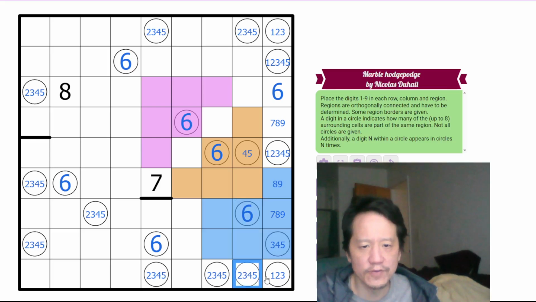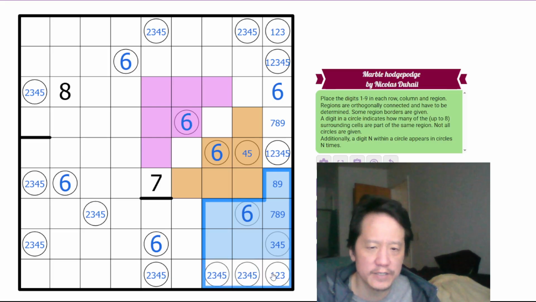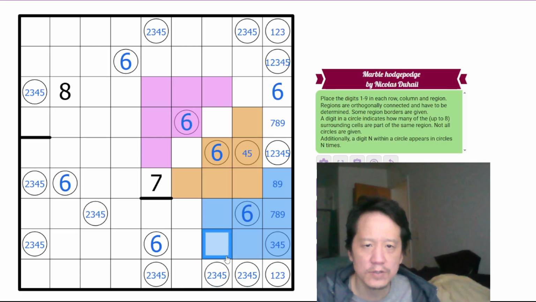This could not be 5. If this were 5, that would mean all of these would be part of it, and you'd have 1, 2, 3, 4, 5, 6, 7, 8, 9, 10 digits here. If this were 5, that could not be part of it, right?